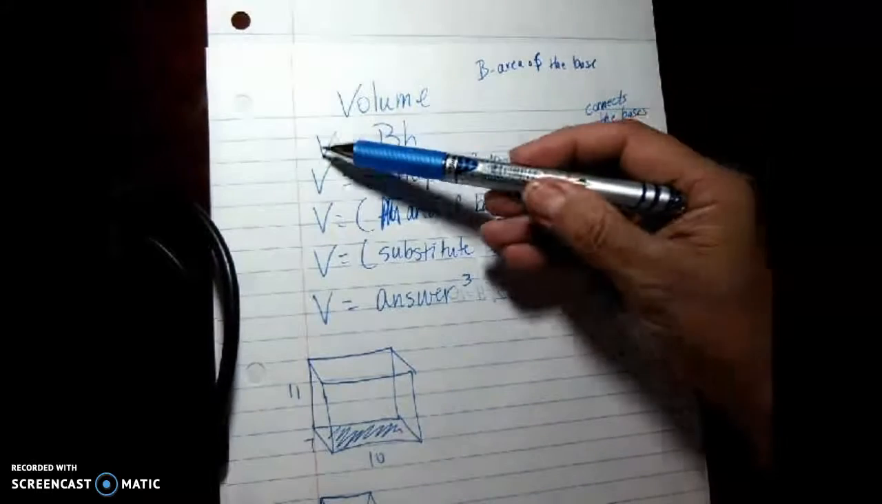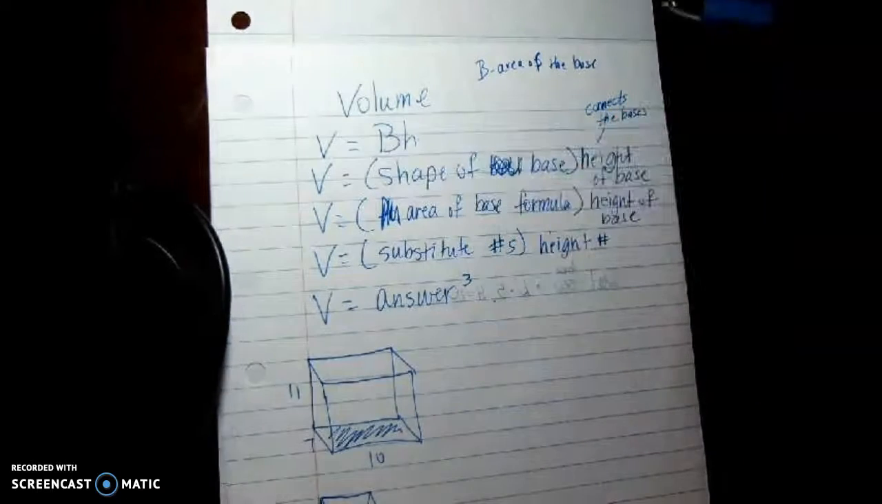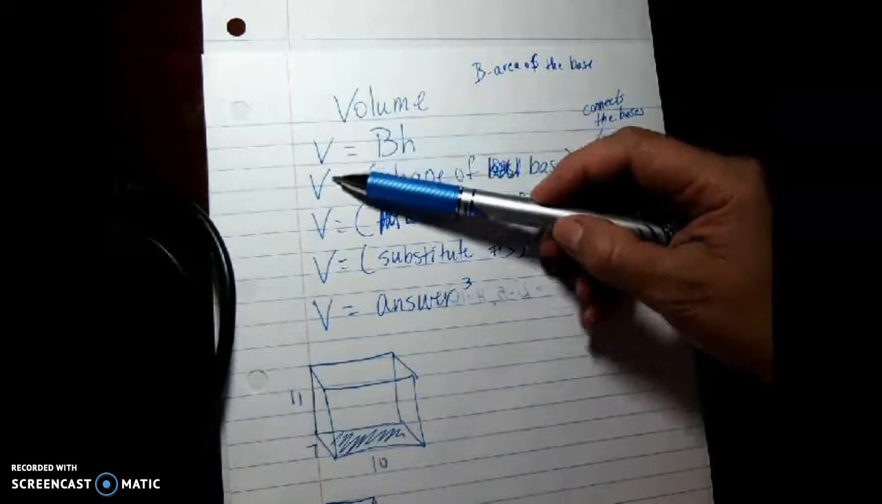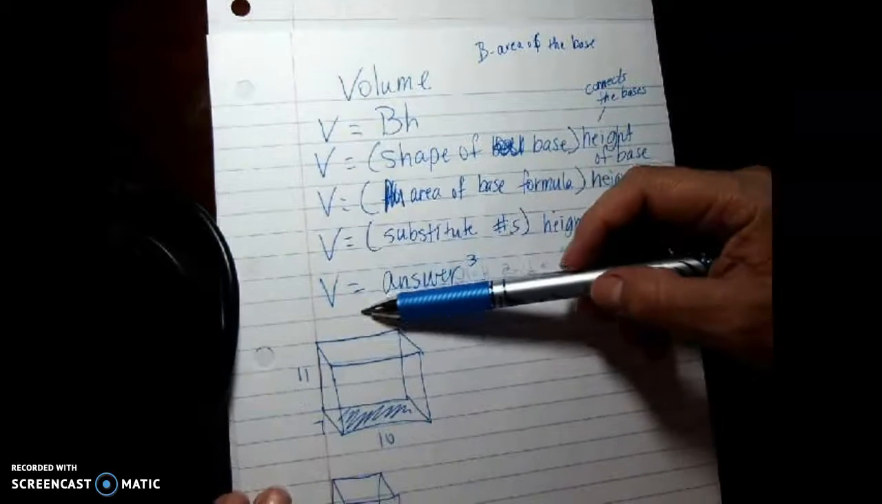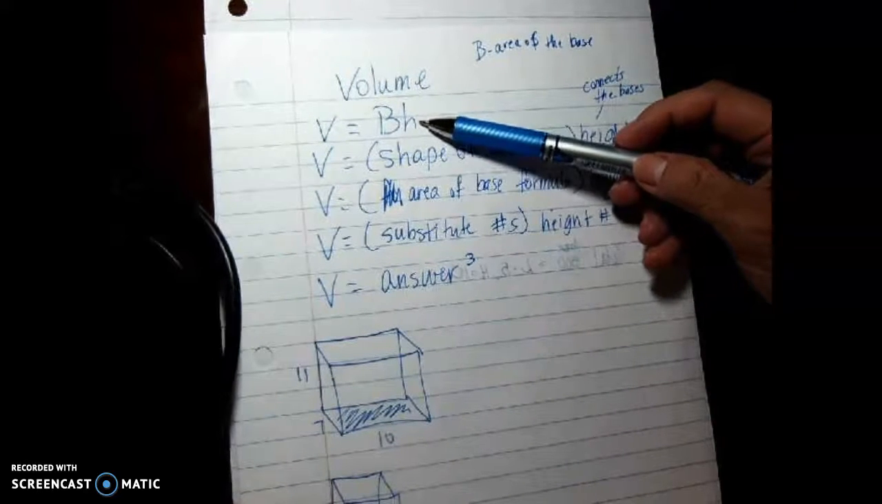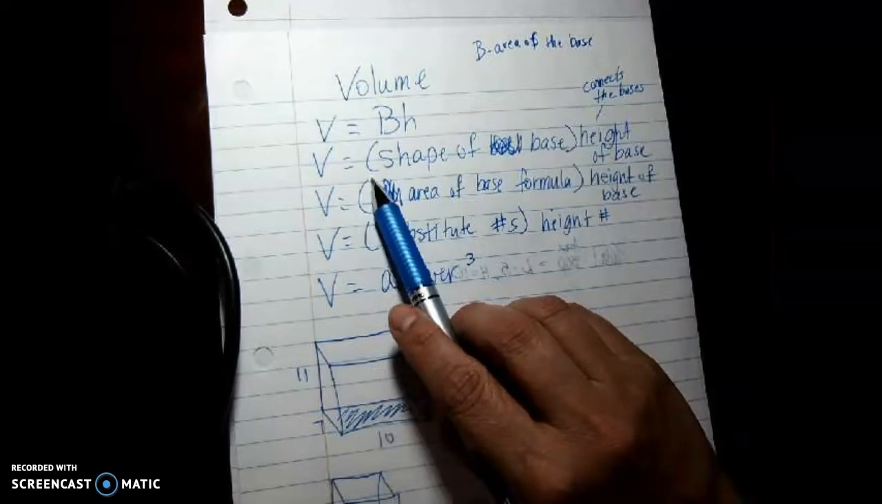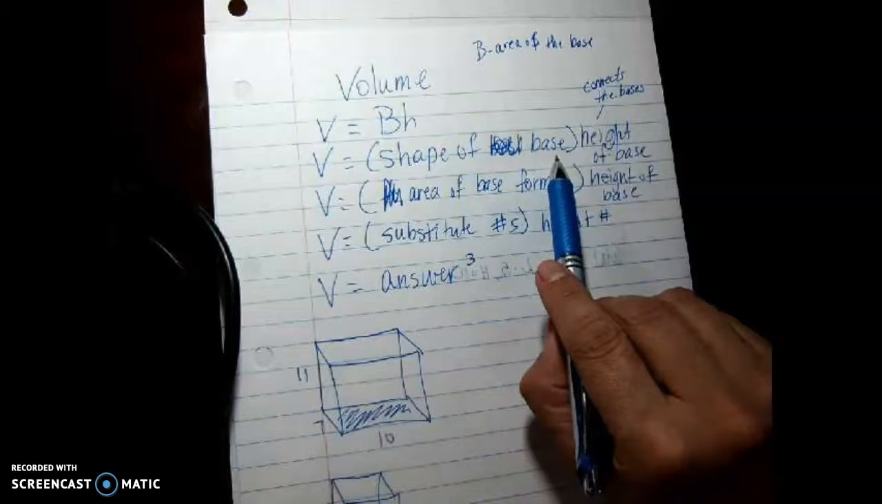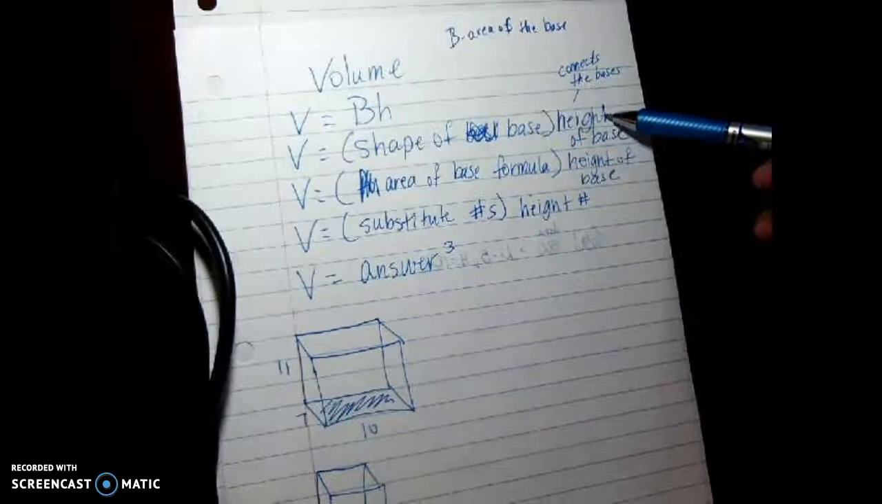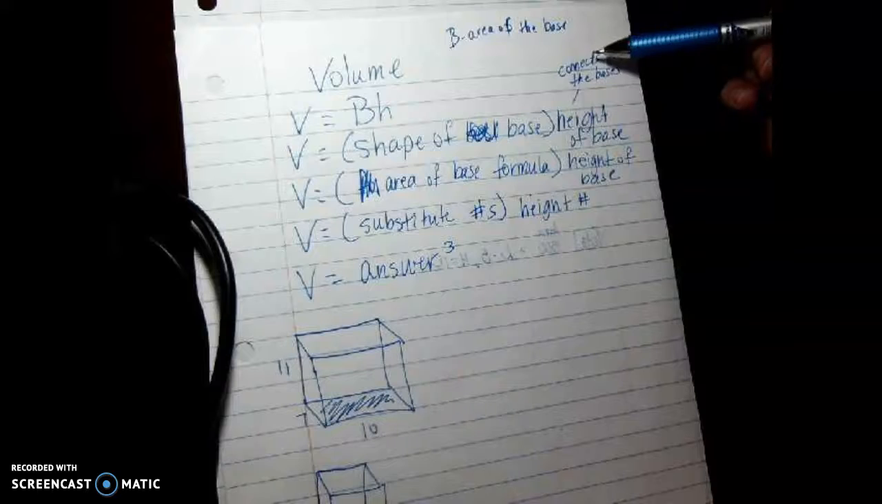So V equals big B H. We're going to use the 5 V method to break down this formula. So on the second V, we're going to put the shape of the base. And then this is the height of the base, which is going to be H. The height of the base is what connects the bases.